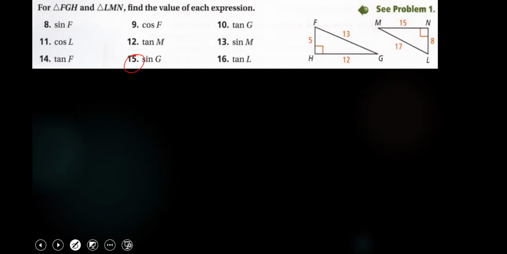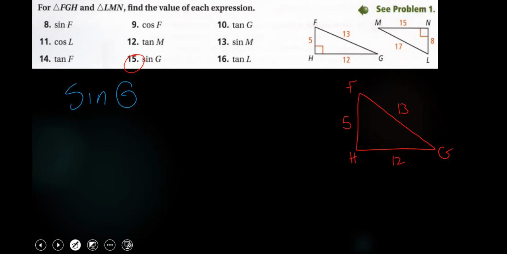For number 15, let's have this triangle here. This is G, this is H, this is F, and the sides are 5, 13, 12. Now I have to find sine G.